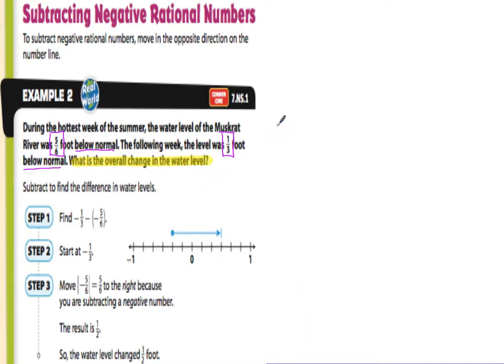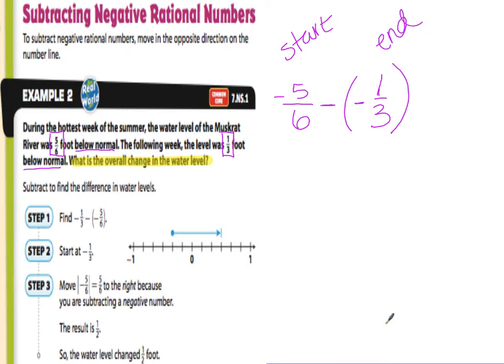Okay, so in this case, I know that it was negative 5/6 foot below level, and then it was only 1/3 of a foot below level. So I want to find the difference between those two, so I know that I have to subtract. And I'm subtracting my starting value minus my ending value. Now, I know that subtraction tells me to go left, but then this negative undoes that and says to go right. So minus a negative tells me to move right on my number line.